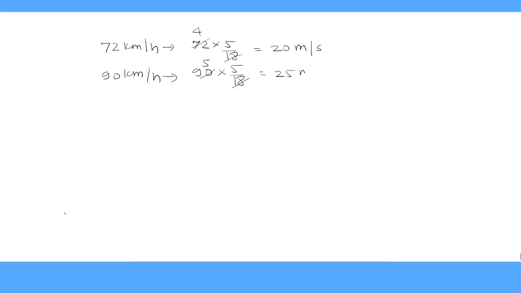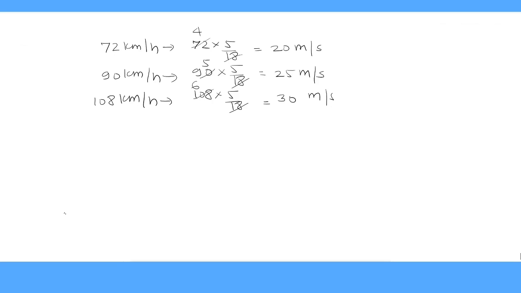So let's convert a few kilometer per hour values into meter per second. 72 kilometer per hour is converted into meter per second. So we do 72 multiplied by 5 upon 18. 18 times 4 is 72. So this is equal to 20 meter per second. 90 kilometer per hour is 90 multiplied by 5 upon 18. 18 cancels 90 five times. So this is equal to 25 meter per second. 108 kilometer per hour, we multiply it by 5 upon 18. 18 cancels 108 six times. So this is equal to 30 meter per second.